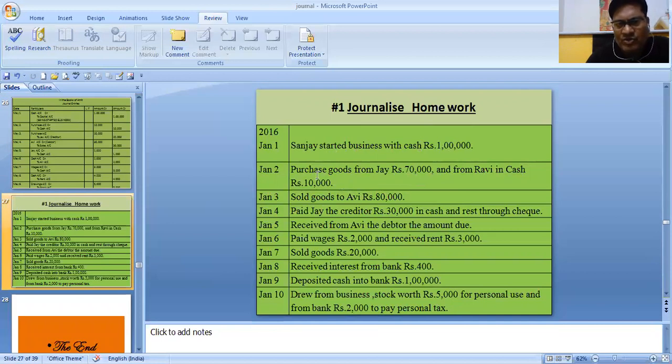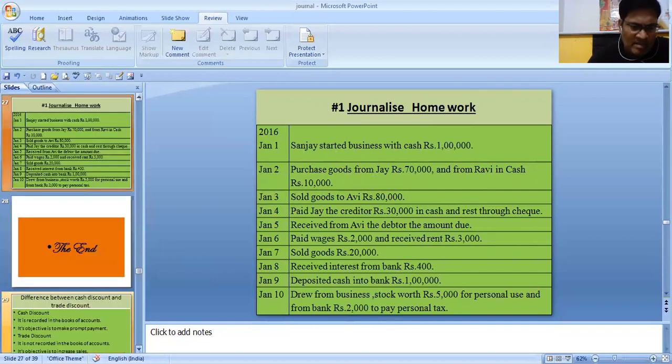Compound entry, how will you do it? Purchase goods from Jay and from Ravi in cash. That means it will be purchase account debit 180,000 to Jay, because Jay is the giver of the goods, and to cash. See, when cash is there, then Ravi will not be used. So purchase account debit to Jay 70,000, to cash 10,000. Purchase account debit will be 80,000. Similarly, all these entries you will be doing, and please show me the work as quickly as possible.